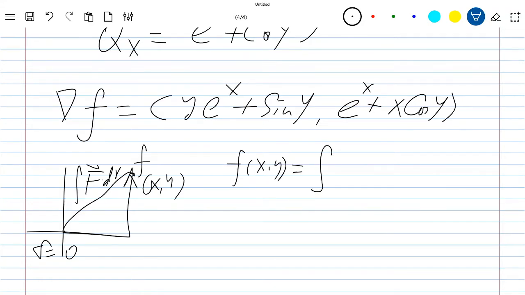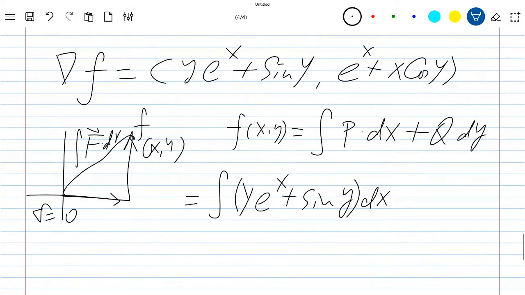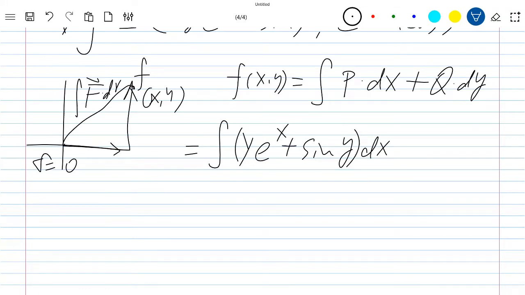You can just integrate along this curve, a straight line, and along this straight line you can just do P dx. Then along this vertical line, it's Q dy, right? So what is P? It's y e to the x plus sine y, right? And plus Q dy, we'll figure out later.